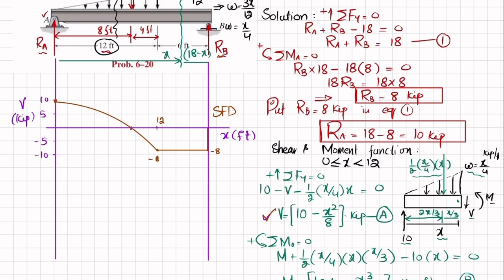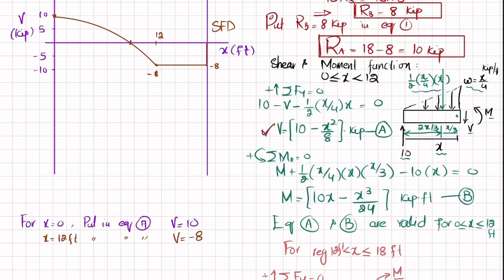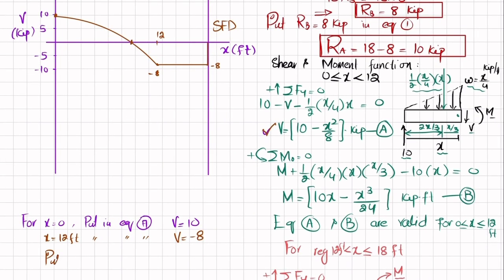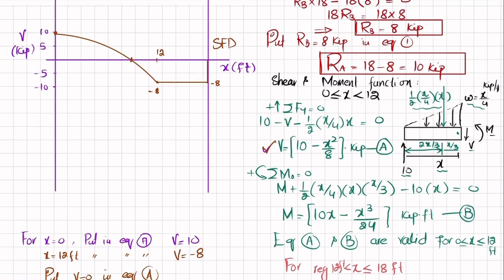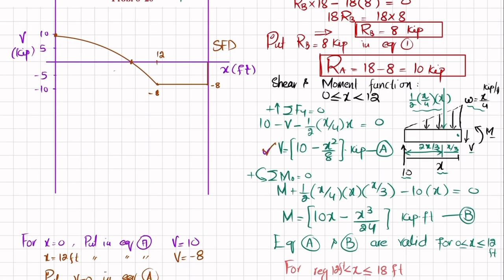Now you can see here the shear force is 0 at this point, so we will find this location. We put V equal to 0 in equation A. So you will get 0 is equal to 10 minus x square over 8. When you solve this, you will get x equal to 8.944 feet. This means that at 8.944 feet the shear force is 0, and at this point the bending moment will be the maximum.